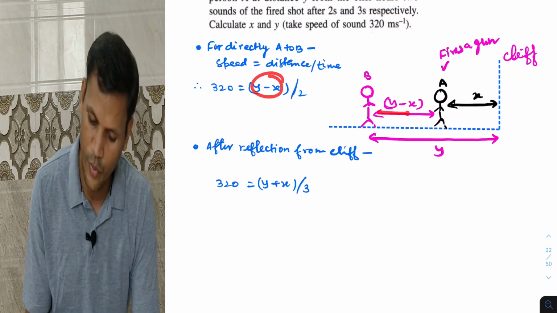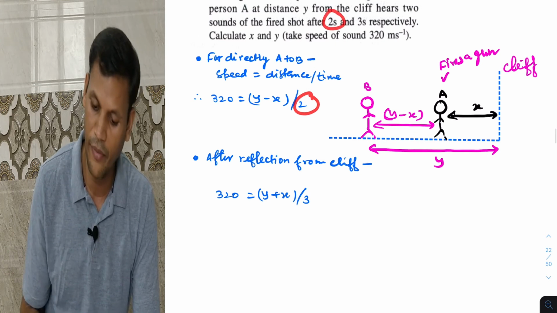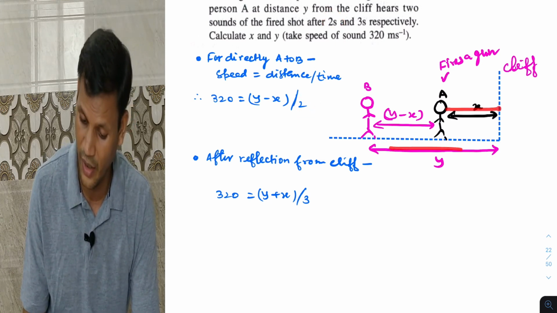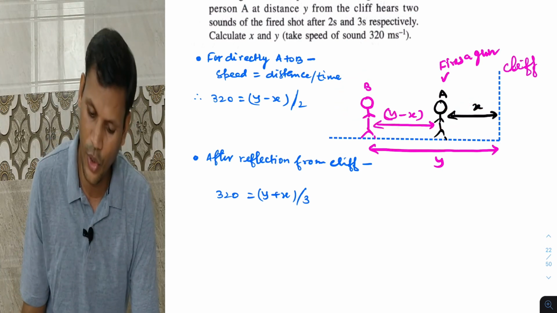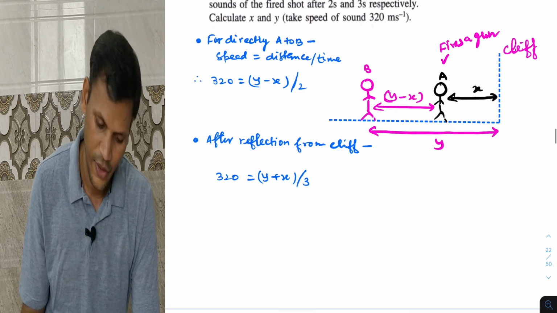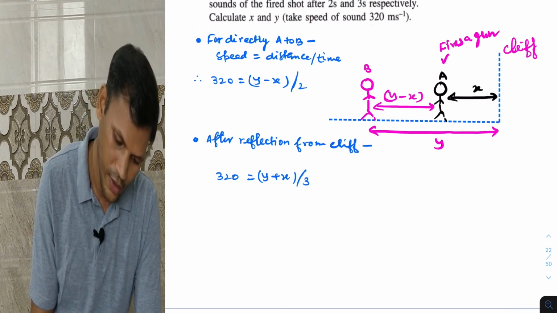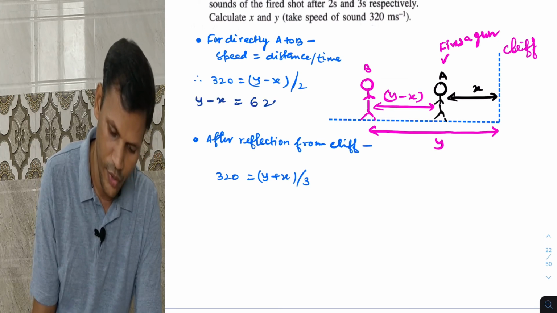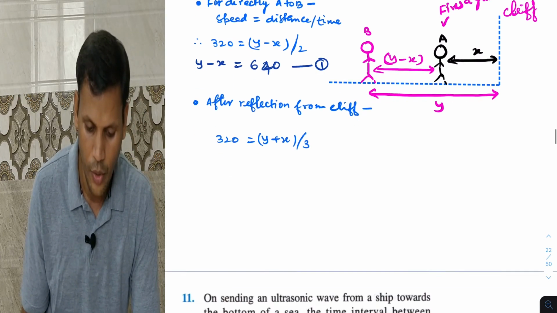Y distance is Y minus X upon time is 2 second. For the first case, time is 2 second, and for the second case, when B hears the echo, the total time is 3 second. So we can find one equation from here. तो हमें क्या मिलेगा? Y minus X is equals to 640. That I will say as equation 1.